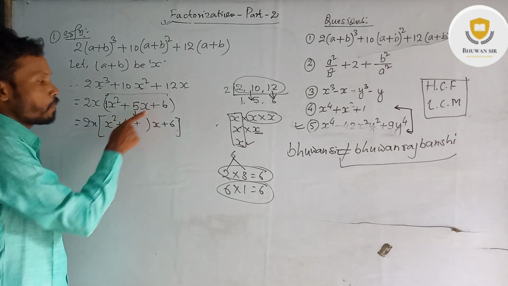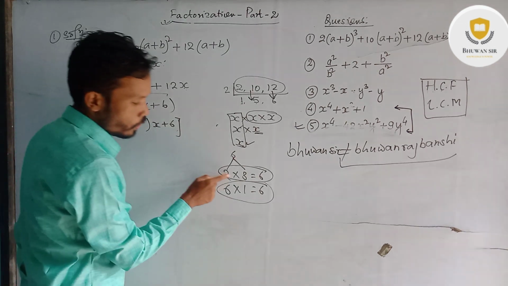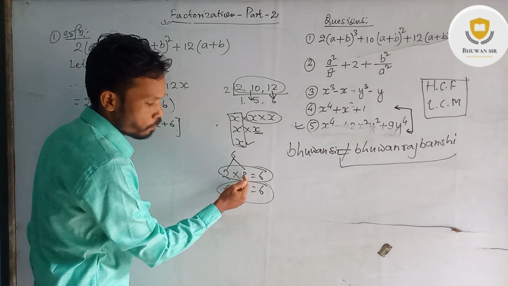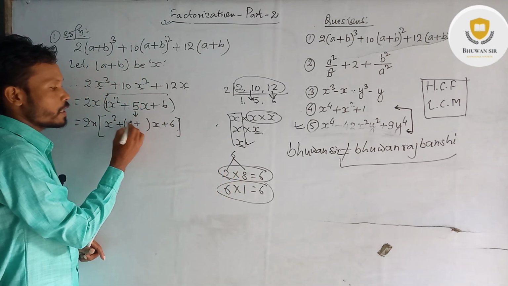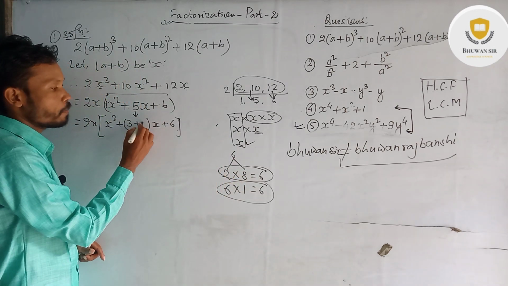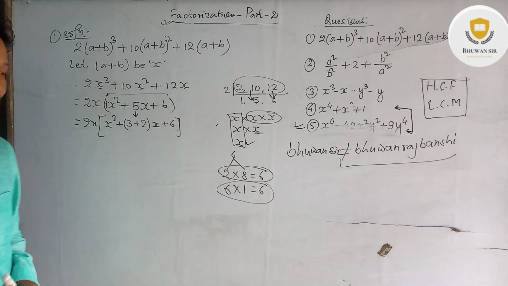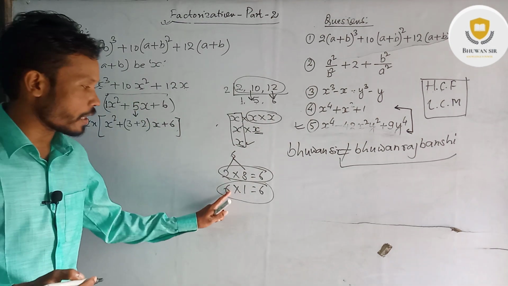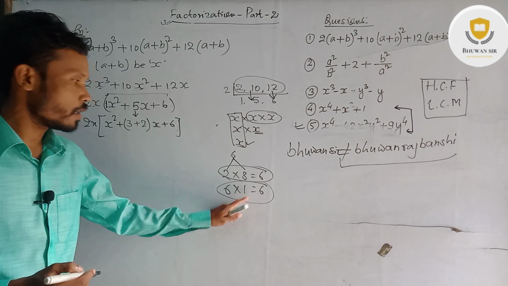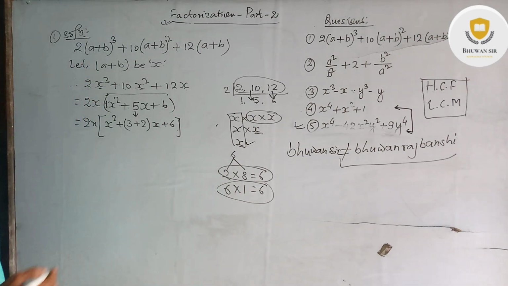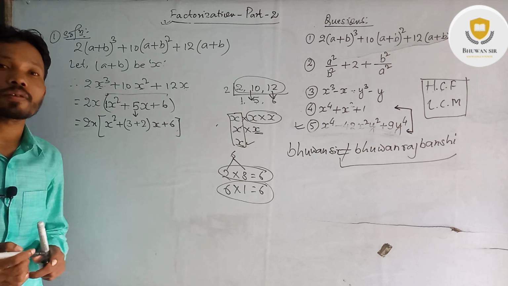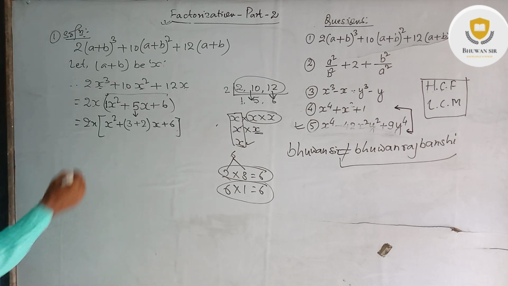In that case, by adding we have to get 5. Which 2 numbers? Here 2 and 3. If we add 2 and 3 it will be 5. So let's write the bigger number in front: 3 plus 2. If there is 7 here, then we can write 6 plus 1. If the equation doesn't satisfy with these 2 numbers, then we have to think of an alternative process. We have to use the formula process here.